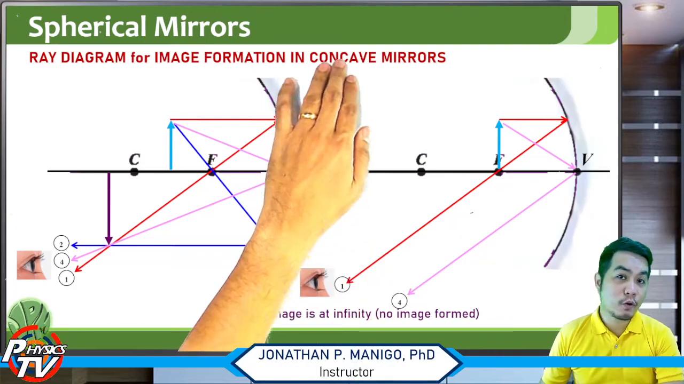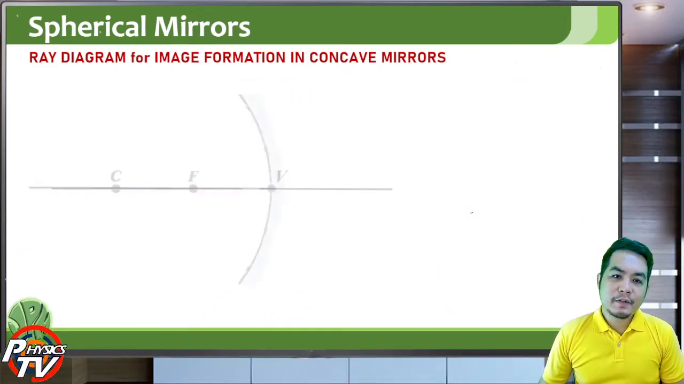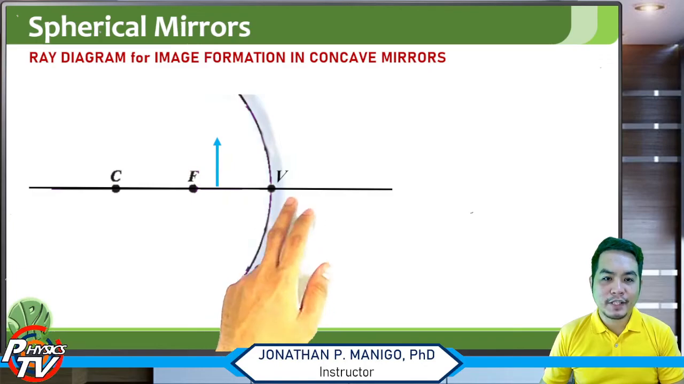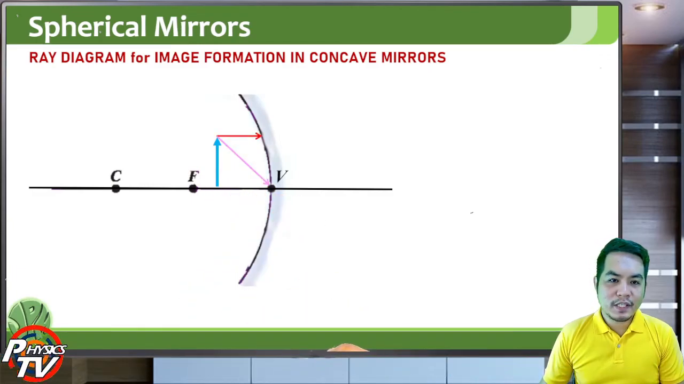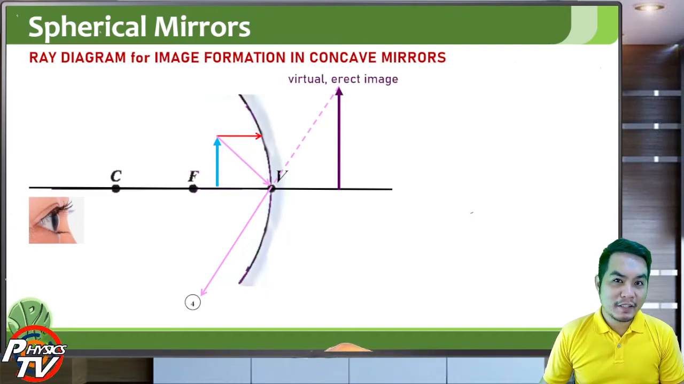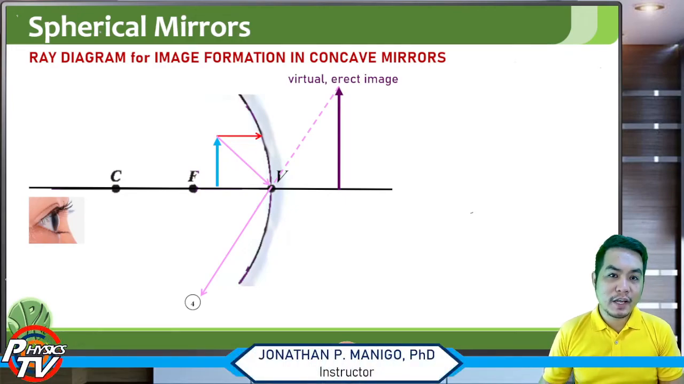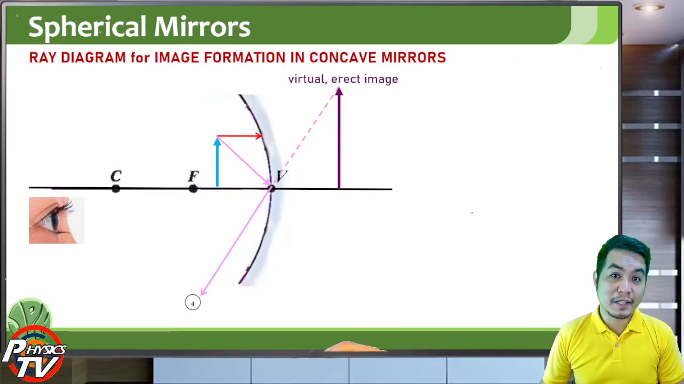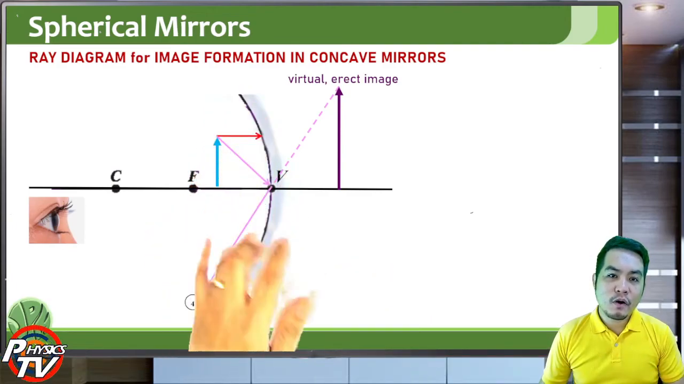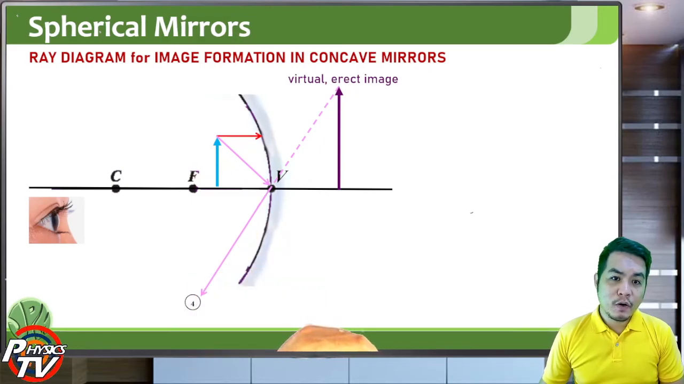Again, we are still on concave or converging mirrors. So lastly, if the object is placed between the focal point and the vertex, this region here, what you will see is a virtual and erect image. This is the condition where the rays in a concave or converging mirror are actually diverging to produce a virtual and erect image. So objects very near, inside the focal length of a converging or concave mirror will produce virtual and erect images.